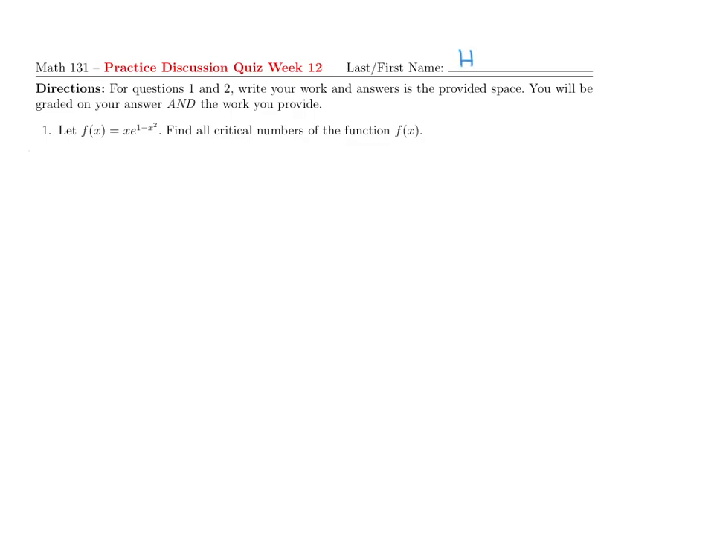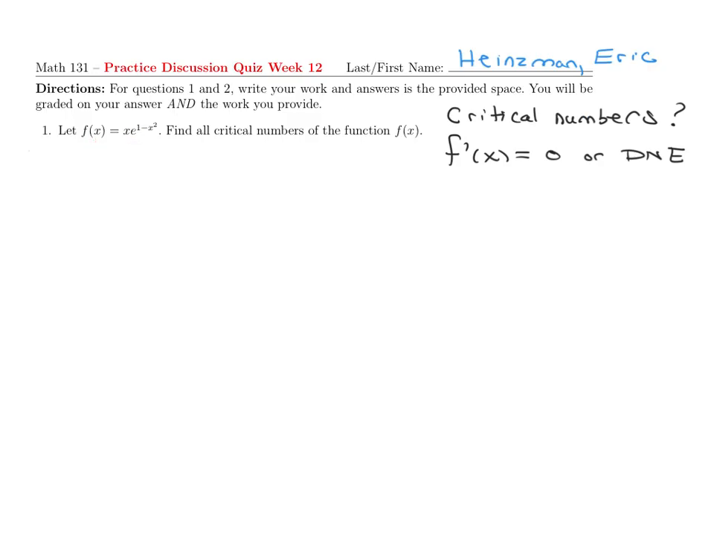Let's go over a couple of questions for this week's discussion quiz. In question 1, we're asked to find the critical numbers for the function f of x, which is equal to x times e to the 1 minus x squared. By definition, a critical number is wherever the derivative of a function is either equal to 0 or does not exist. So let's start by computing f prime of x, the derivative of the function.